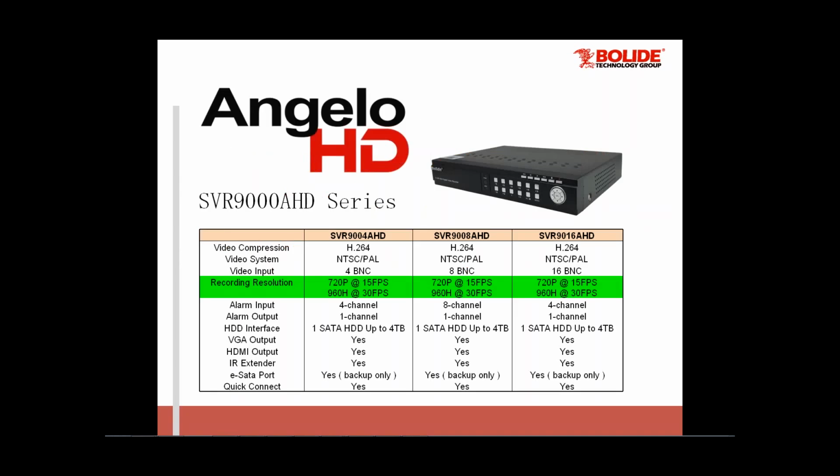Okay, first off, Angelo HD. These are Bolide's new high-definition digital video recorders. These recorders support our Angelo HD cameras, and they're backwards compatible with any traditional analog cameras. This is perfect for replacing an older system with a new HD model while still using the old cameras. At the same time, it's a great way to migrate customers into HD by slowly phasing out their DVRs and then adding HD cameras later on.